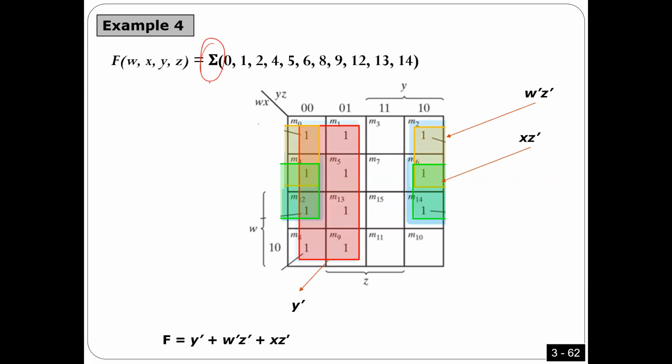Okay. One more example here. When you have summation, the summation means these are the main terms. These are the locations of ones. So all I'm going to do now is just put ones in these locations to have this one here. And then the first thing you need to look at is a group of 8, because this is the biggest one. And then a group of 4 and so on.